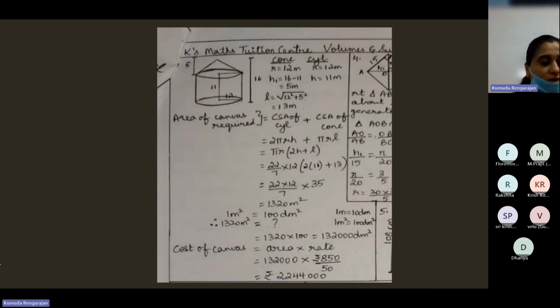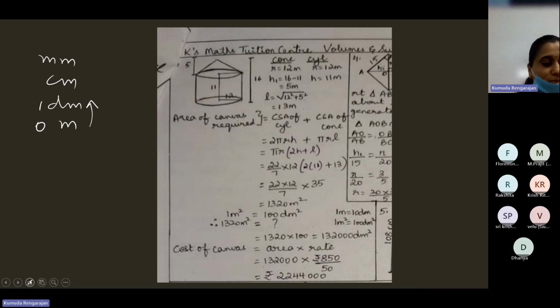Let's write the metric chart of length: millimeter, centimeter, decimeter, meter. So how do we convert meter to decimeter? You go upwards, meaning multiply. You're converting a larger unit to a smaller unit. Meter is larger than decimeter. So you need to multiply by 10. We have to convert meter square to decimeter square. Meter to decimeter is 1 meter is 10 decimeter.